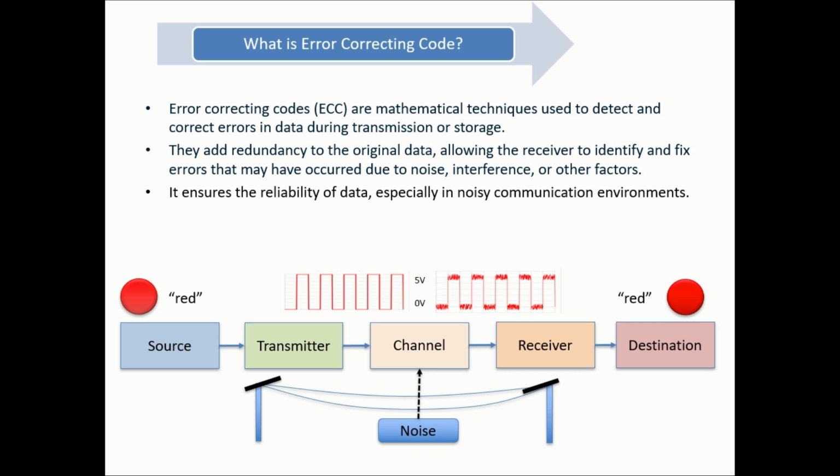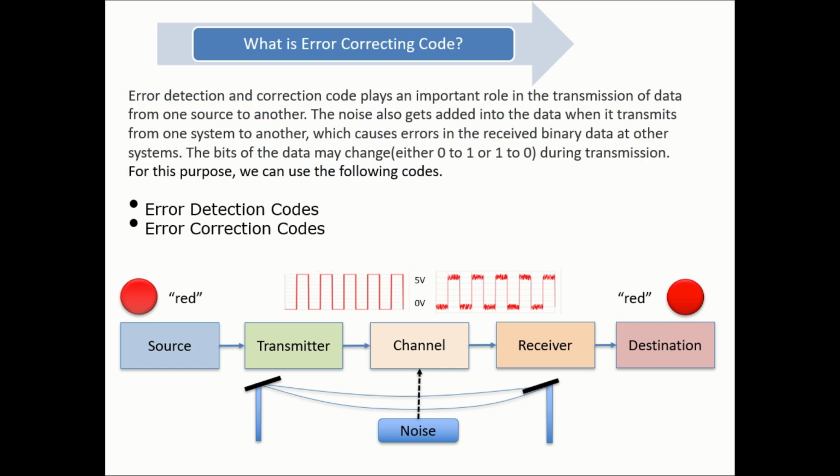What is the meaning of redundancy? ECC adds redundancy, extra bits of information, to the original message. These extra bits help the receiver to detect any errors and even correct them without needing the sender to retransmit the data. Okay, so it's actually used to add an extra bit with the original data to check at the receiving end, by which we can easily detect the error in the transmitted data. So it ensures the reliability of data, especially in noisy communication environments. Okay, even over a noisy environment you can easily receive the data. That means the original data you can easily receive over the transmission channel.